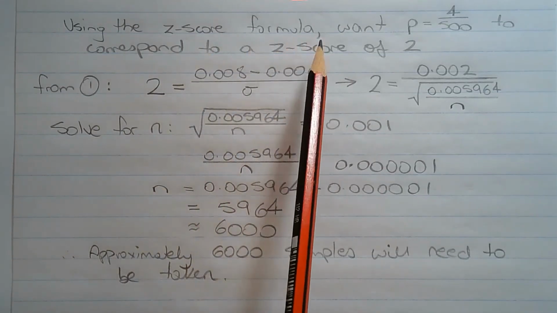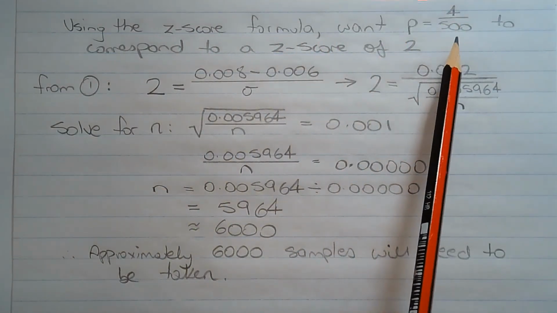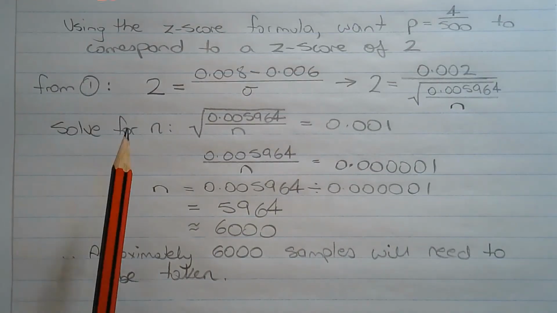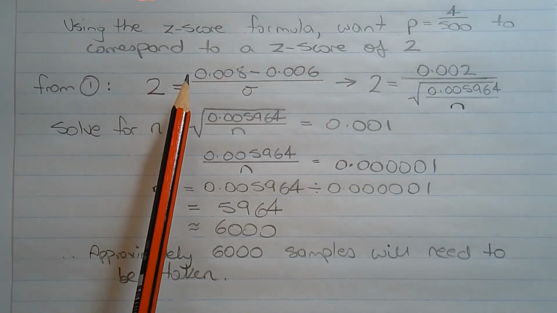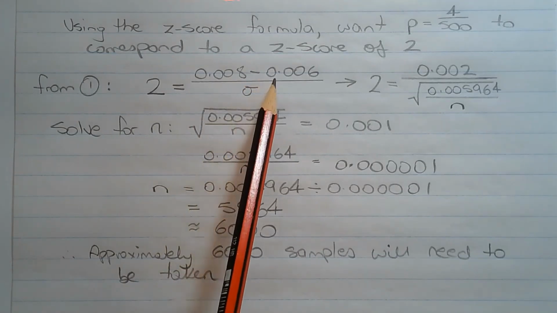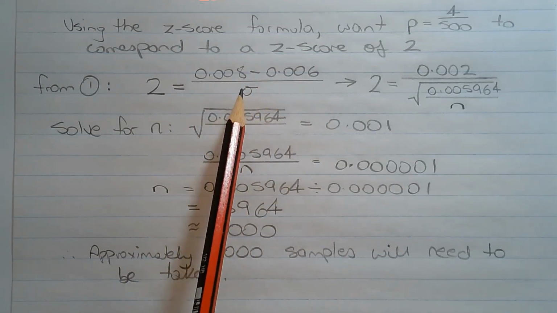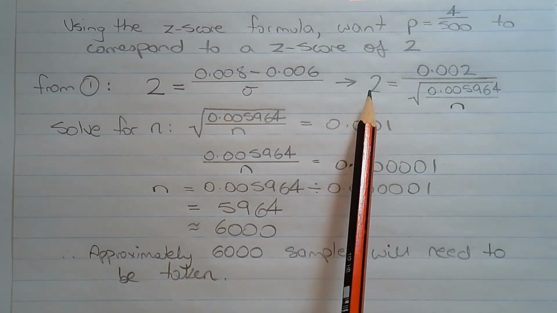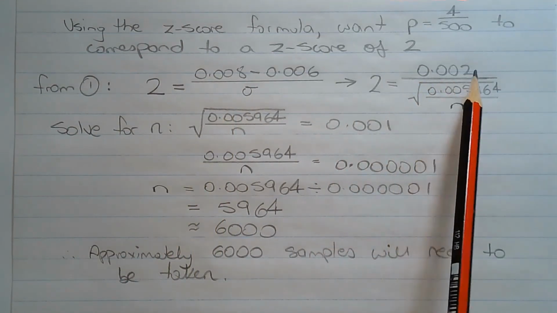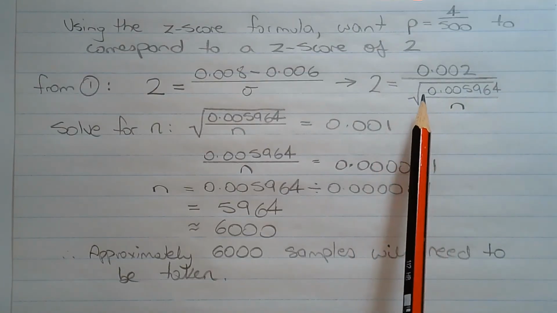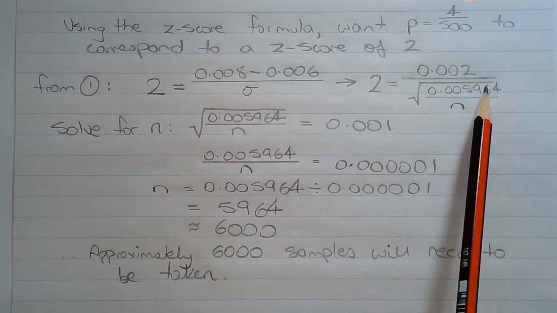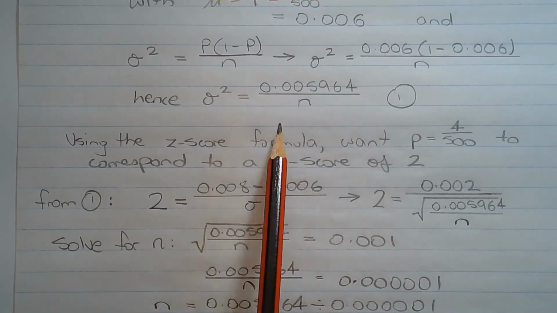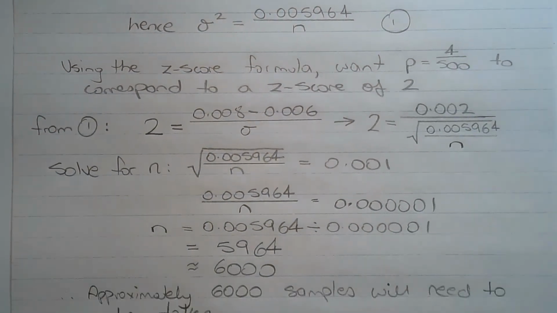Using the z-score formula, we want P equals 4 over 500 to correspond to a z-score of 2. So from 1, a z-score of 2 is equal to (0.008 minus 0.006) over sigma, which is the square root of sigma squared. So we get 2 equals 0.002 over the square root of 0.005964 over n, which is just the square root of the right-hand side of equation number 1.